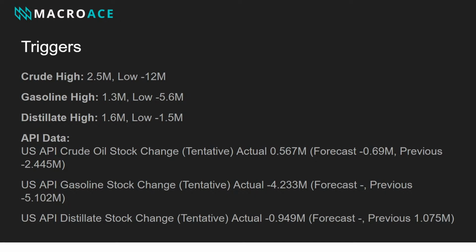So again, what does that mean for today's release? Could we get a lot more movement? It has happened sometimes where you can see API data show not a lot of movement, but the EIA data itself can show a lot more volatility or movement. But again, that all depends on the sentiment that's driving the markets at the moment.